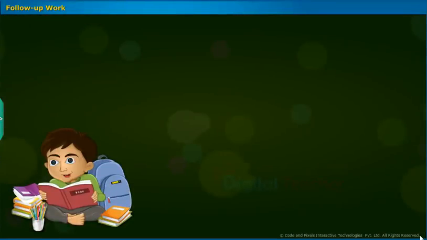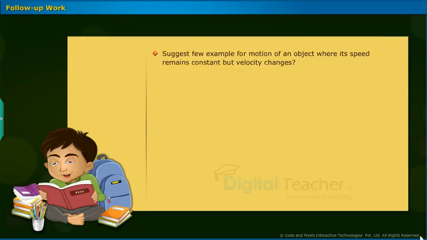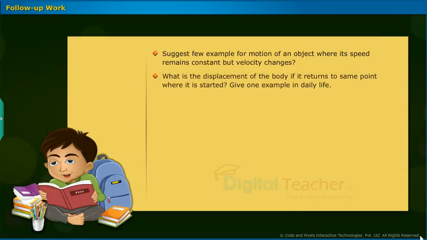Follow-up work. Suggest a few examples for motion of an object where its speed remains constant but velocity changes. What is the displacement of the body if it returns to the same point where it started? Give one example in daily life.